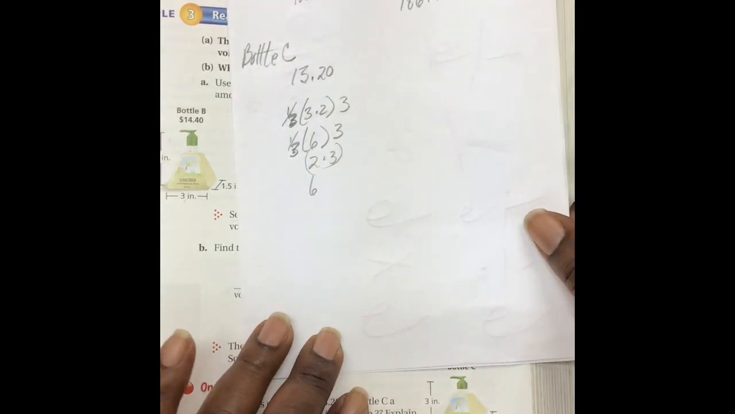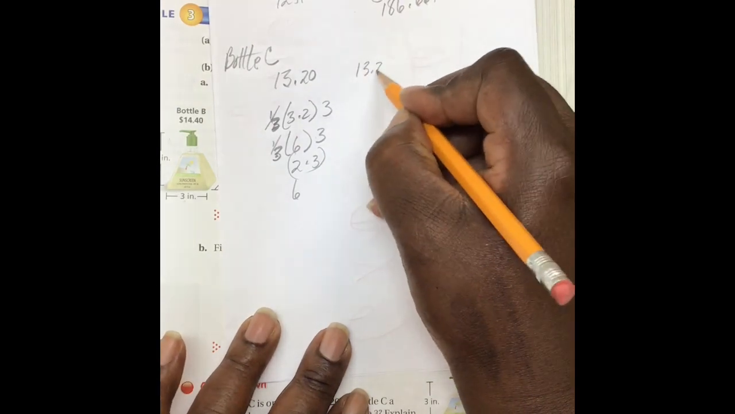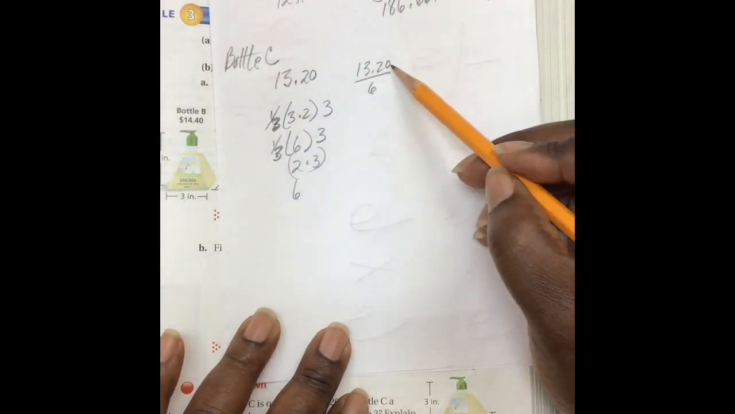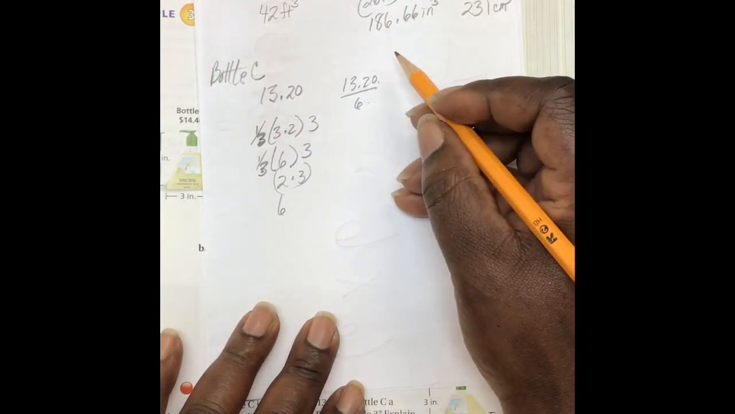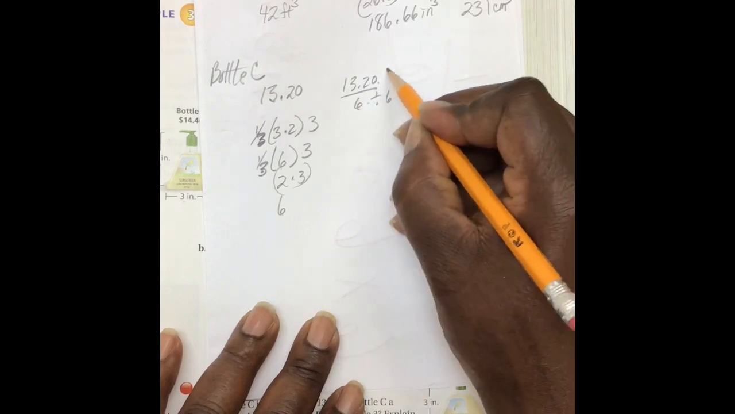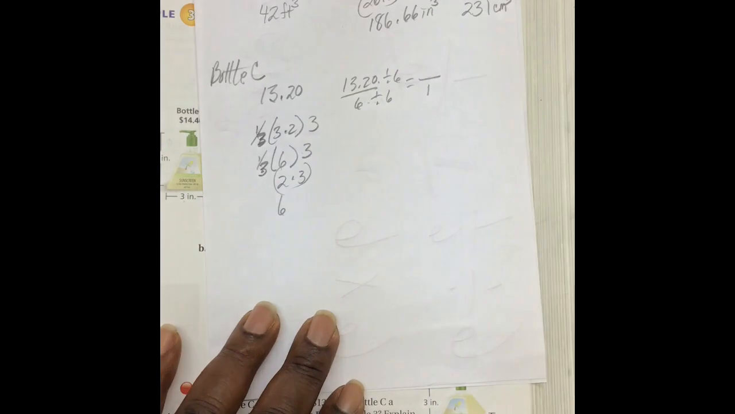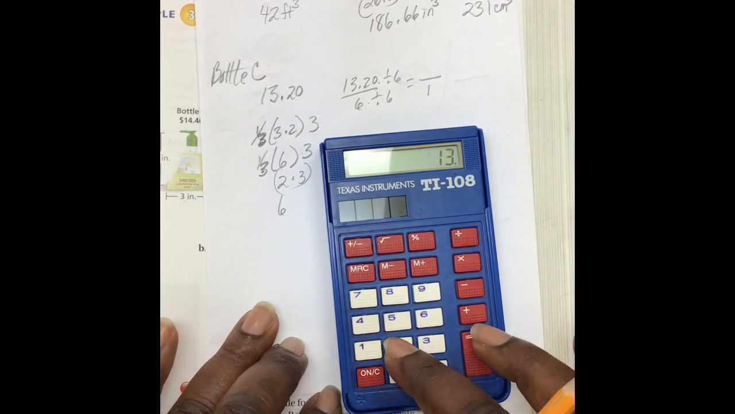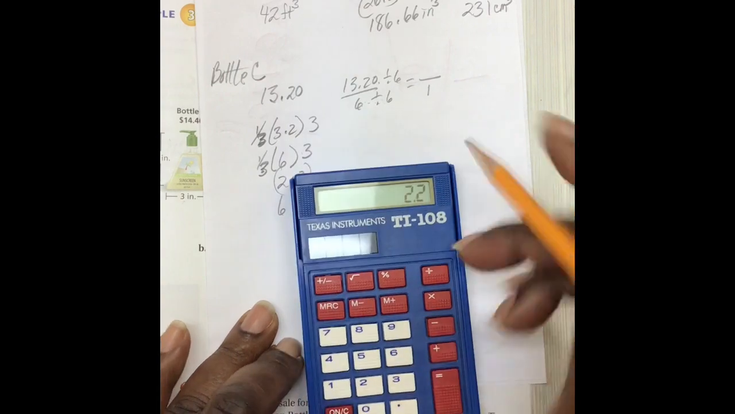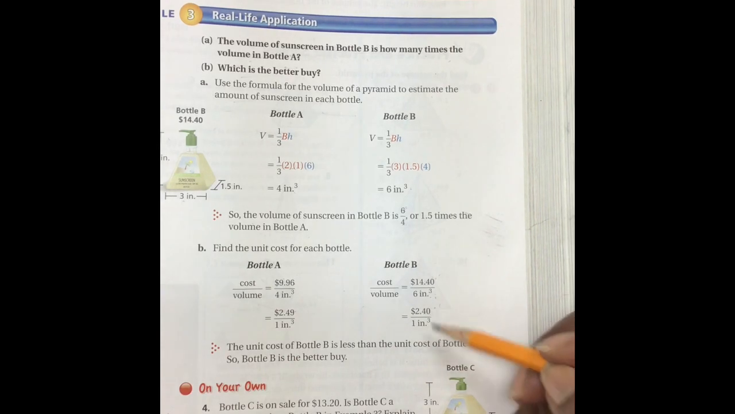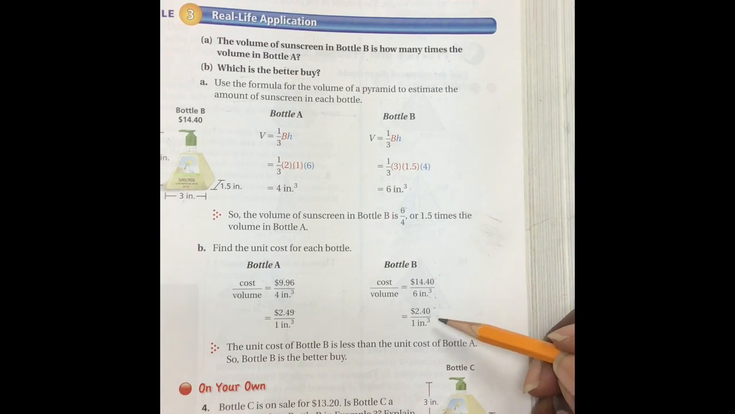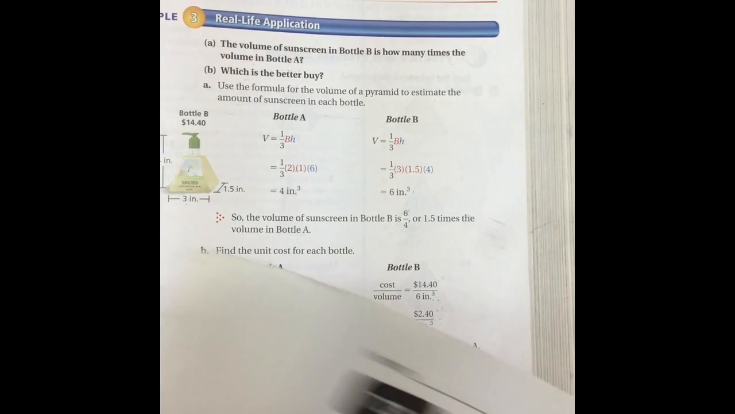Okay, so if that be the case, if you want to know 13.20 to 6, the cost to volume, we want to break it down to one volume, so we have to divide both by 6 to get it down to 1. So 13.20 divided by 6 gives us $2.20. So we discover that our bottle C costs less than our bottle B per unit. Okay, so that's the overview of the chapter. Let's take a look at the homework.